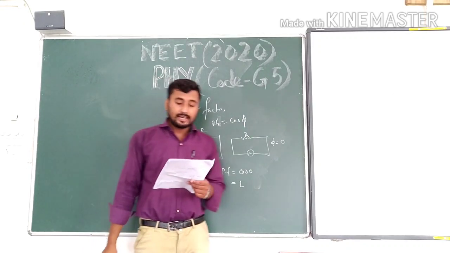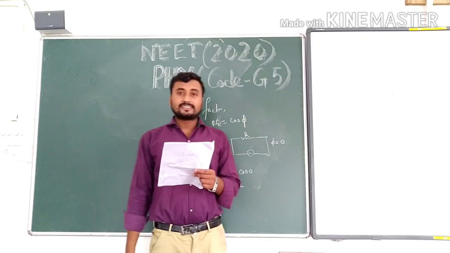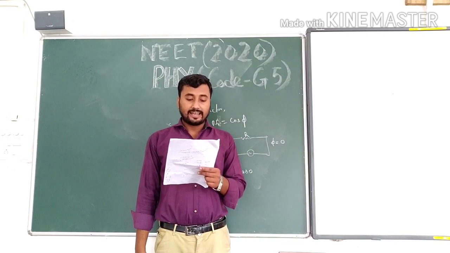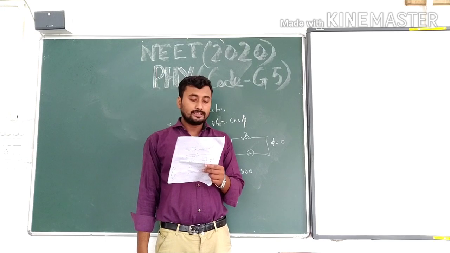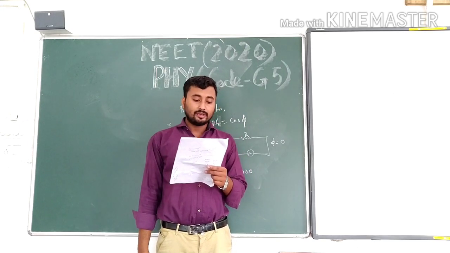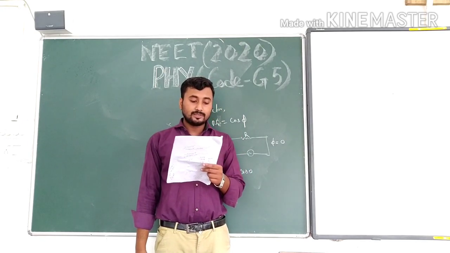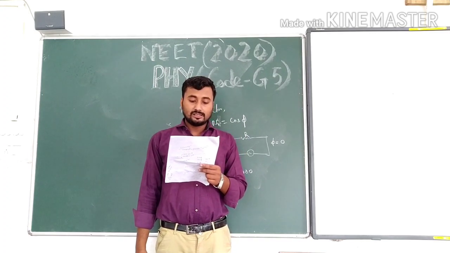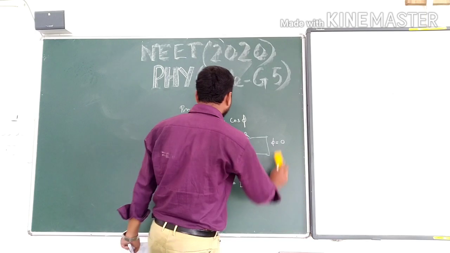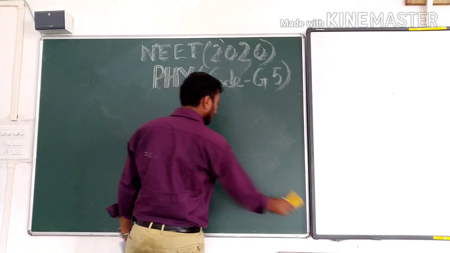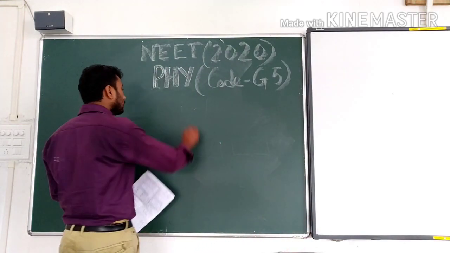Next question. A wire of length L, area of cross section A, is hanging from a fixed support. The length of the wire changes to L1 when mass M is suspended from its free end. The expression for Young's modulus is? What is the expression for Young's modulus?